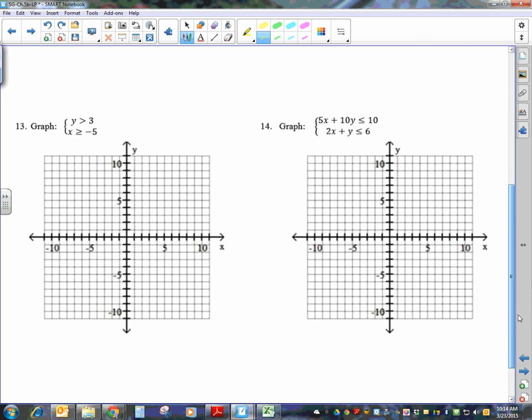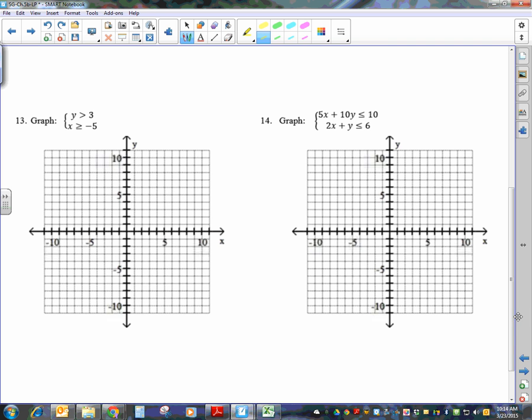Okay? And we have two more of those. We have a line that says y is greater than 3. Again, we've talked about how y is going to intersect the y-axis at 3. And my line is going to be dotted.